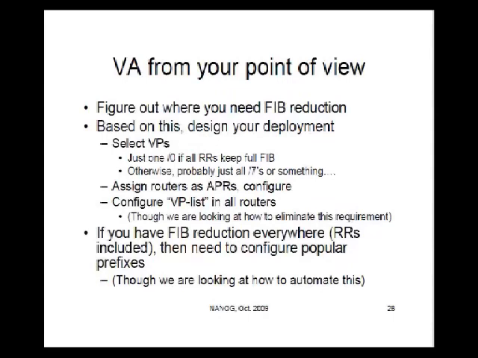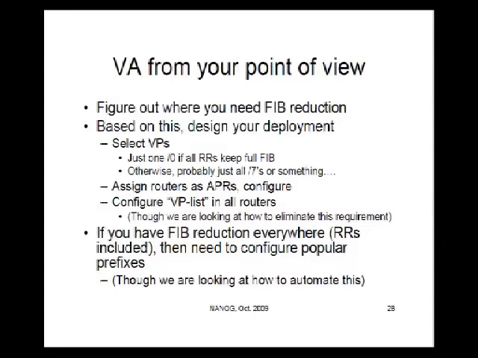All right, so I've given you, I guess, the mechanism and sort of the deployment strategy. And from your point of view as a network operator, this is sort of what you have to do. First of all, you have to look at your network and figure out where you want to do FIB reduction, where you want to extend the life of older routers. Based on this, you design what your deployment's going to look like. And again, it may very well look like what I just told you, but you decide what your VPs are going to be. And it might be simply a single /0 if you can keep the full FIB in all of your route reflectors, or it might be /6s or /7s or something like that.